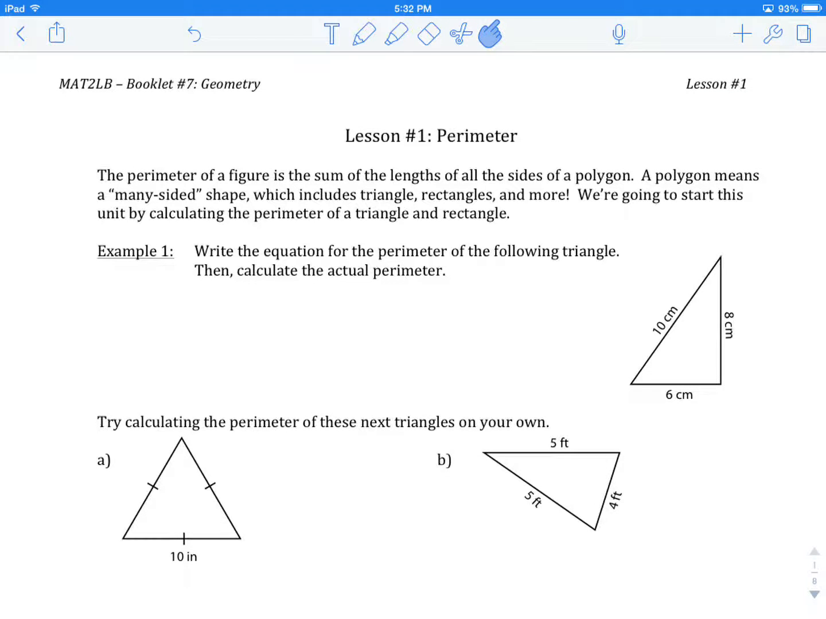Welcome to MAT 2LB booklet number 7, Geometry, lesson number 1, Perimeter.